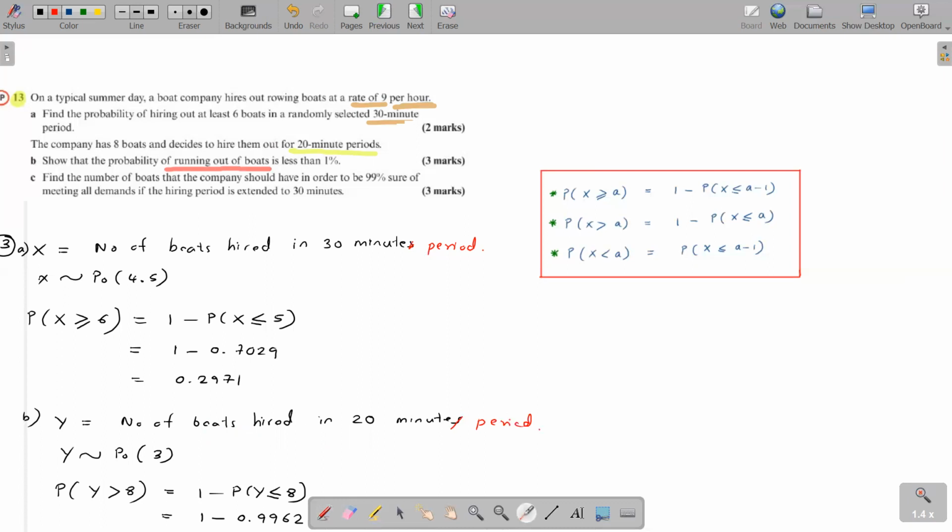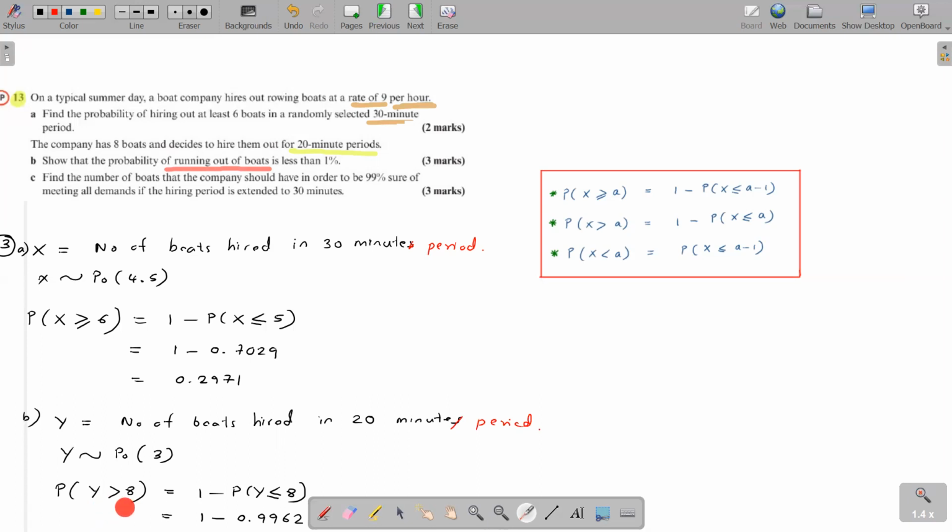So how do I run out? I only have 8 boats. So I'm only going to run out of boats if the number of boats I need to hire exceeds 8, right? That means I get more than 8 orders. The probability that I'm going to run out of boats is if I have more than 8, only if it's more than 8. Do you see?